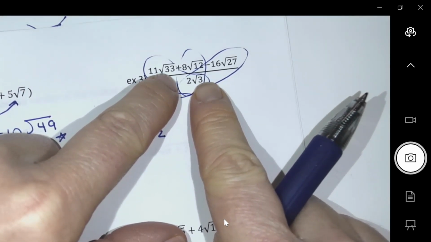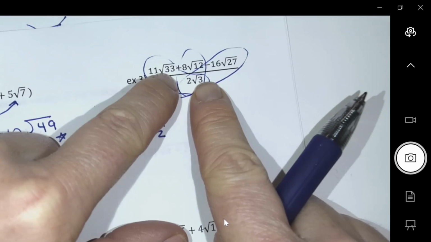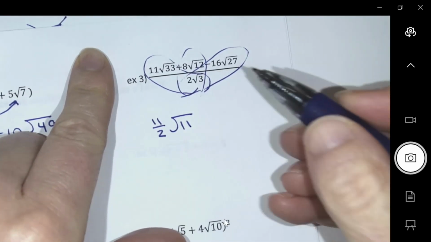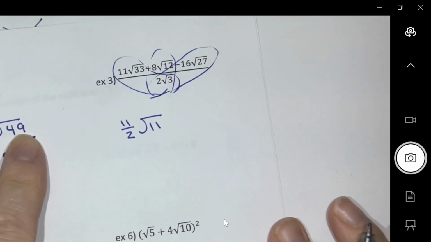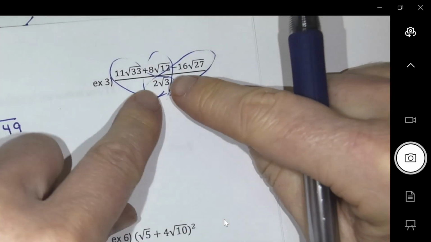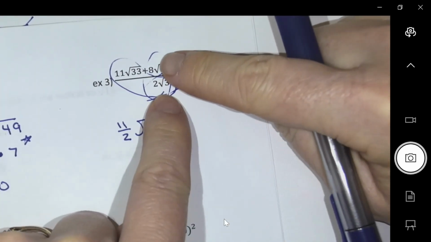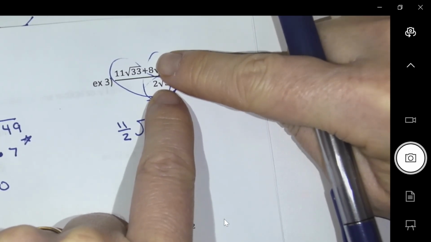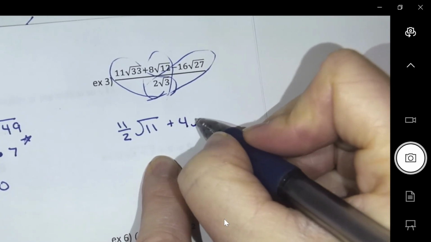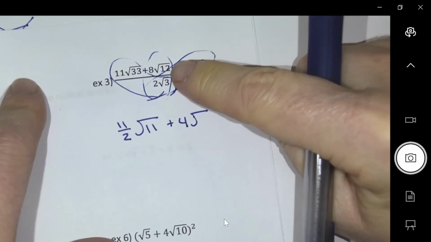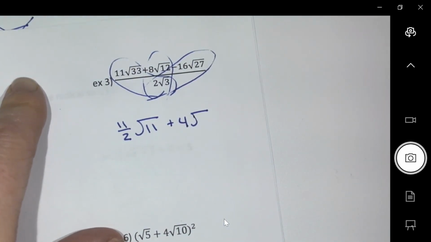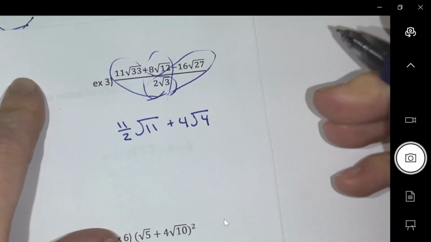Root, and we have a 33 in a radical and a 3. So what does that divide to? Root 11. Okay, now I'm going to work with the second one here. We have an 8 divided by 2, so plus 4, root. And then if I do the roots, I have a root 12, root 3. So root 4.